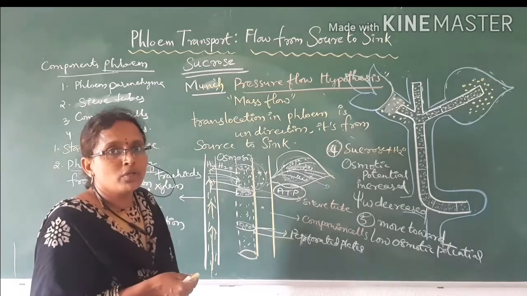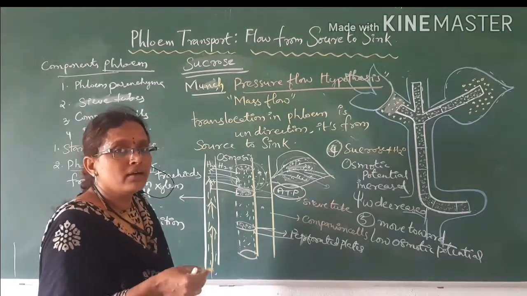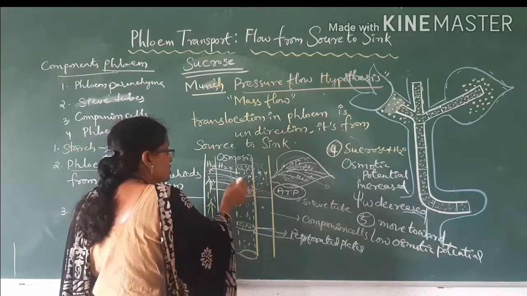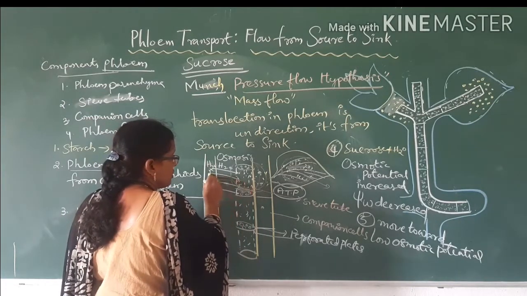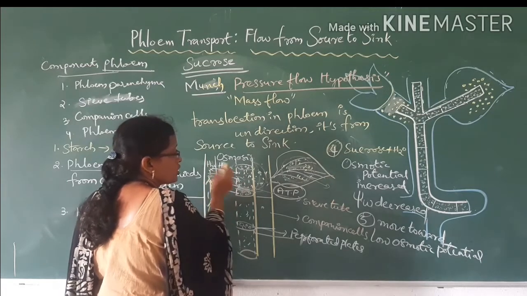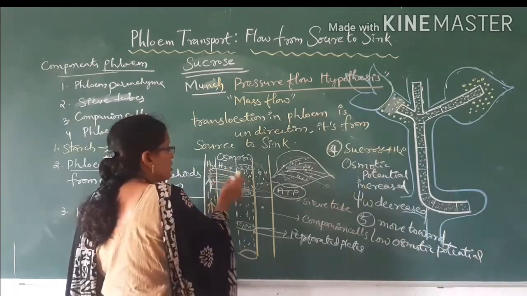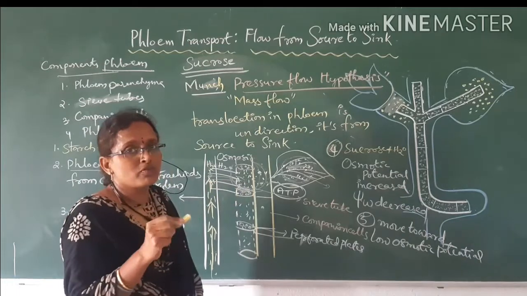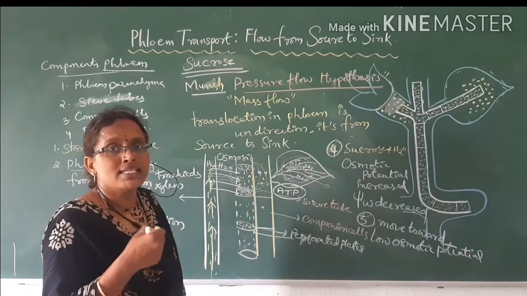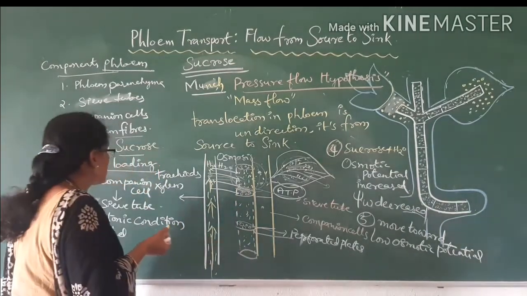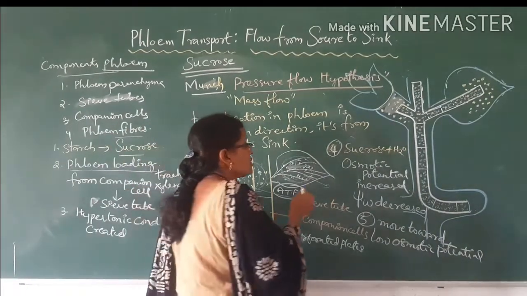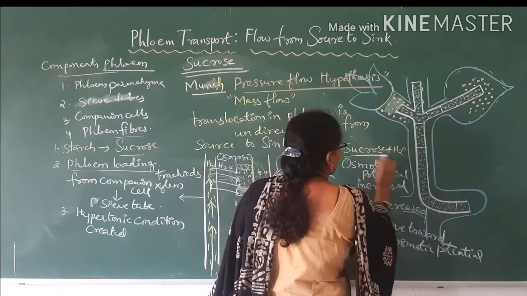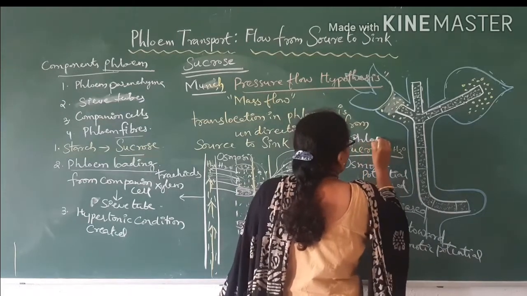As the hypertonic condition is created, there is low concentration here and high concentration here, and water will move from low concentration to high concentration. So by the osmosis process, water comes from the adjacent cells, that is, from the xylem. And when water comes, ultimately the sucrose solution is formed. This is known as phloem sap.